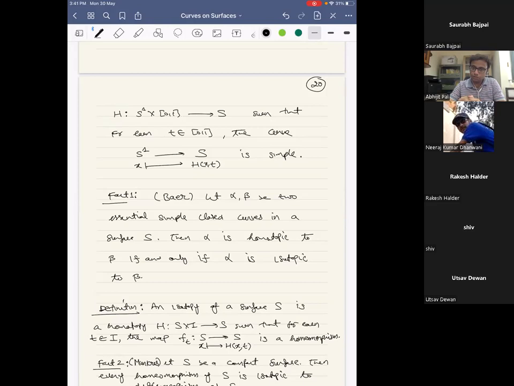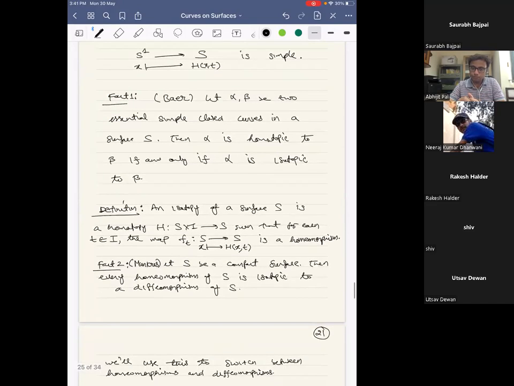So whenever needed, we can move between homotopy and isotopy in surfaces. So that is the upshot. Okay. So next is another definition. Of course, that is the most important definition to define the mapping class group. So what do you mean by isotopy of a surface?